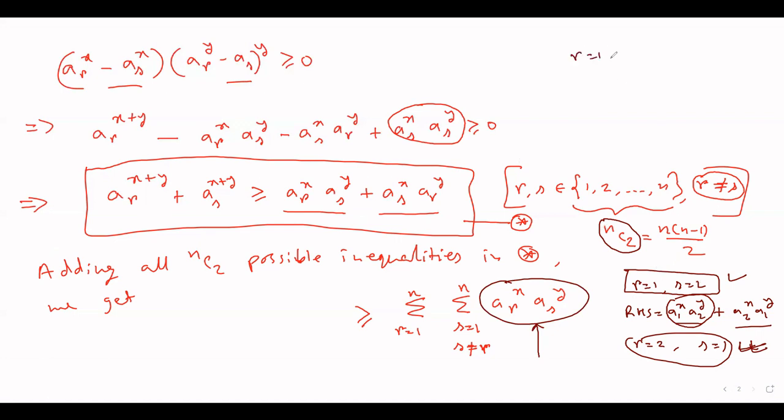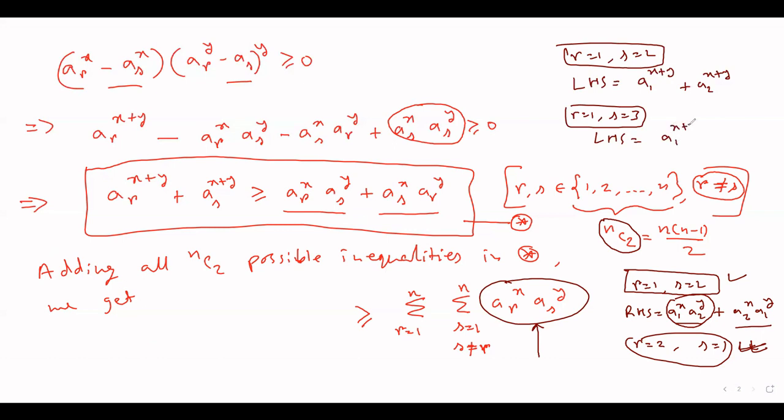For r equals 1, s equals 2, what is the left hand side? It's a_1 to the power x plus y plus a_2 to the power x plus y. For r equals 1, s equals 3, which is another choice, right? For this choice, the left hand side is going to be a_1 to the power x plus y plus a_3 to the power x plus y. So you can see already that a_1 to the power x plus y is repeated. And it is not repeated just twice. How many times is it going to be repeated? Can anyone tell me?